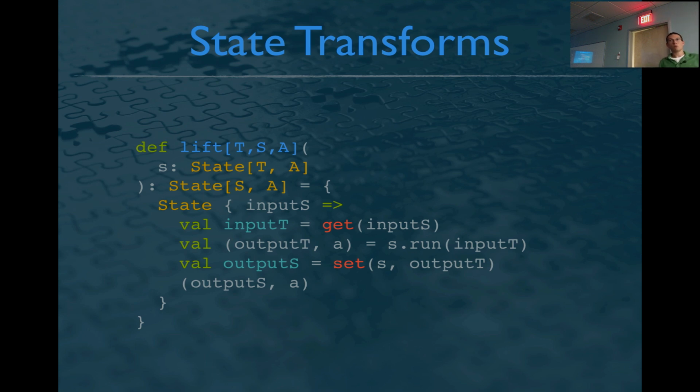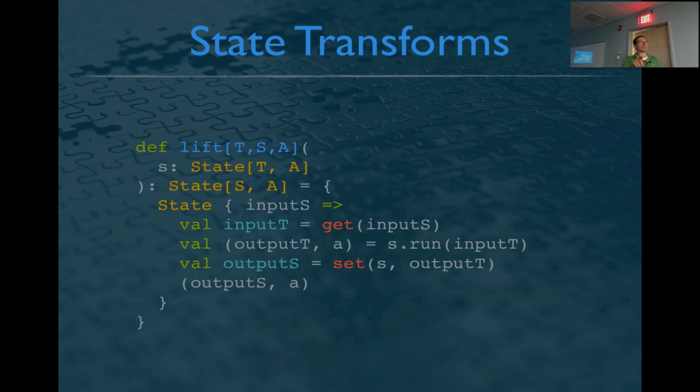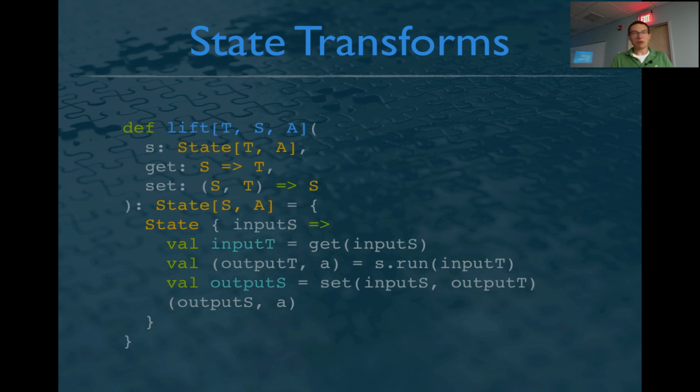What if we could imagine a function called get that, given an input s, can just give us an input t? Right? And same thing with set. If I could imagine a function set, I thought I fixed that typo. It's fixed on the next slide. There's a typo there in set, but the idea of set is that given an input s and an output t, I can create a new output s that has t applied to it. I can make this work, right?